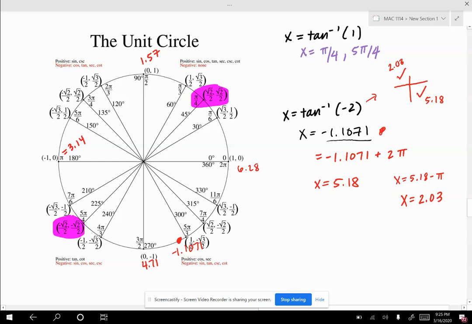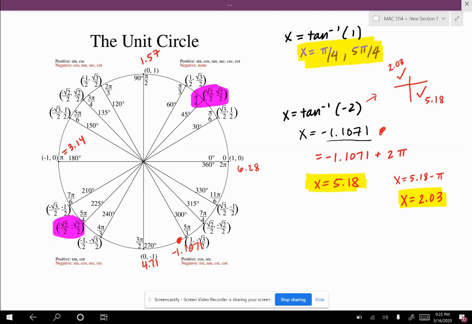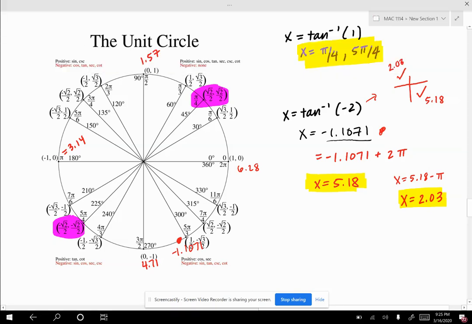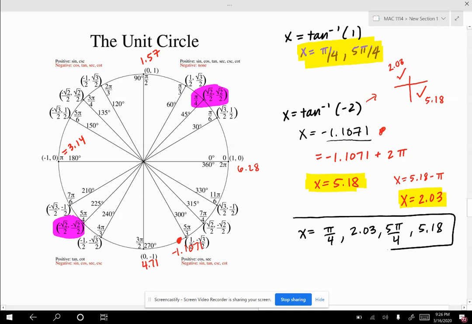All right. So my 4 answers for this problem, because I know it's been a minute since we started it, are x equals pi over 4 and 5 pi over 4. Those are the first 2. And my other 2 answers are 5.18 and 2.03. So those are all 4. When they ask me to write them, I can just write them all together. x equals pi over 4, 2.03, 5 pi over 4, and 5.18. Those are my 4 answers.